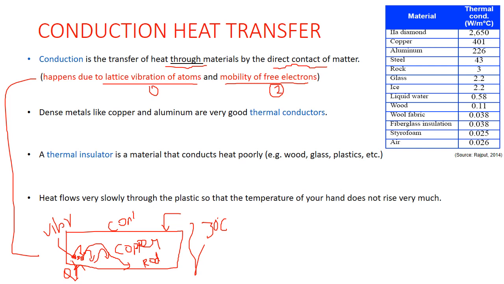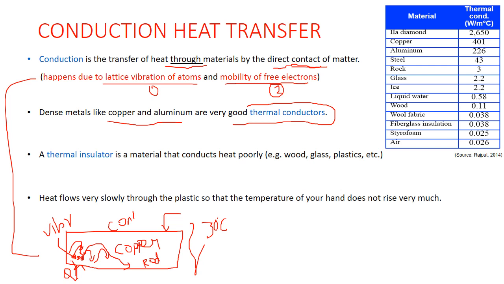Heat transfer occurs through materials by direct contact. Heat is shared between one atom and another by direct contact of matter, because of two reasons: lattice vibration of atoms and mobility of free electrons. Metals like copper and aluminum are considered good thermal conductors, because they are good conductors of heat and electricity. I mean good conductors for conduction heat transfer.